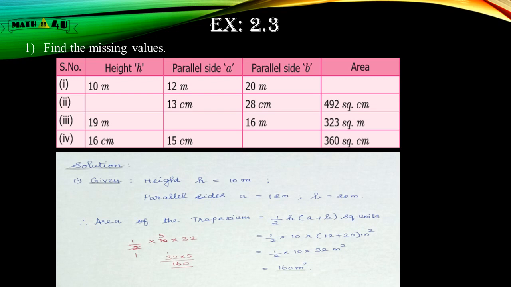We know that the area of the trapezium is equal to half into h into (a plus b) square units. In the place of h, a and b, you substitute the given values. Simplify and get the answer. The answer is 160 meter square.